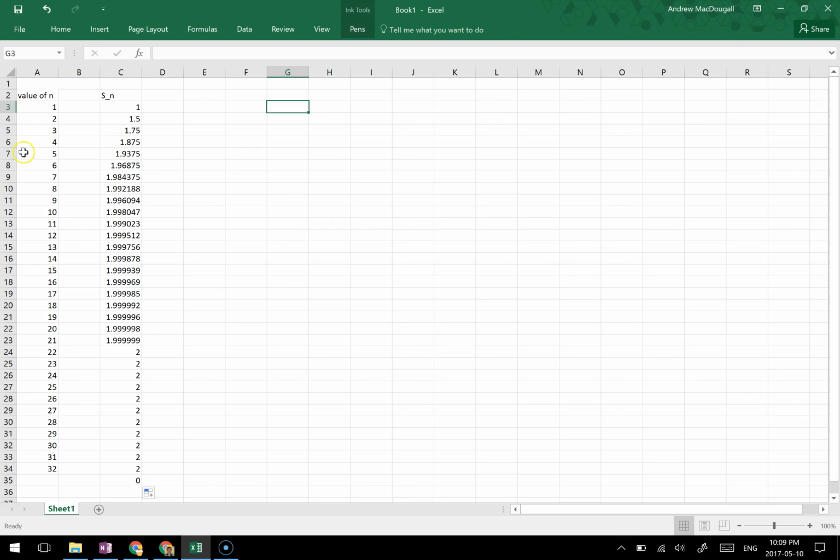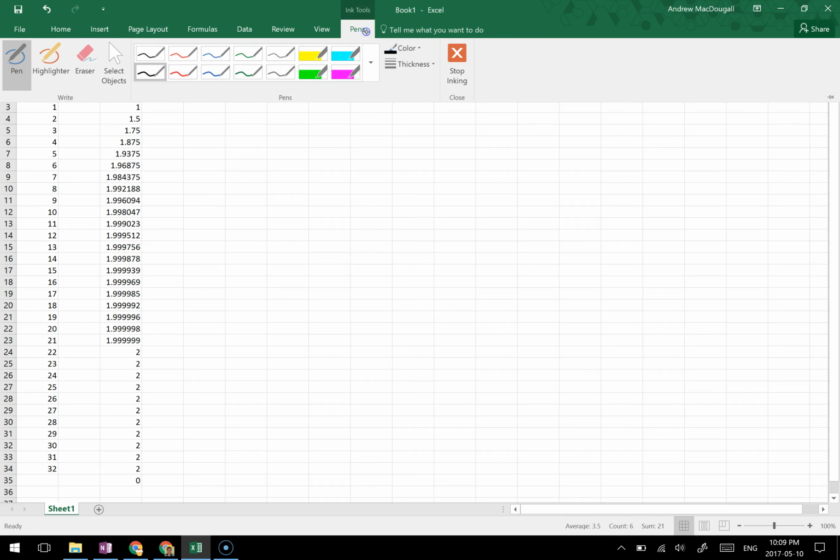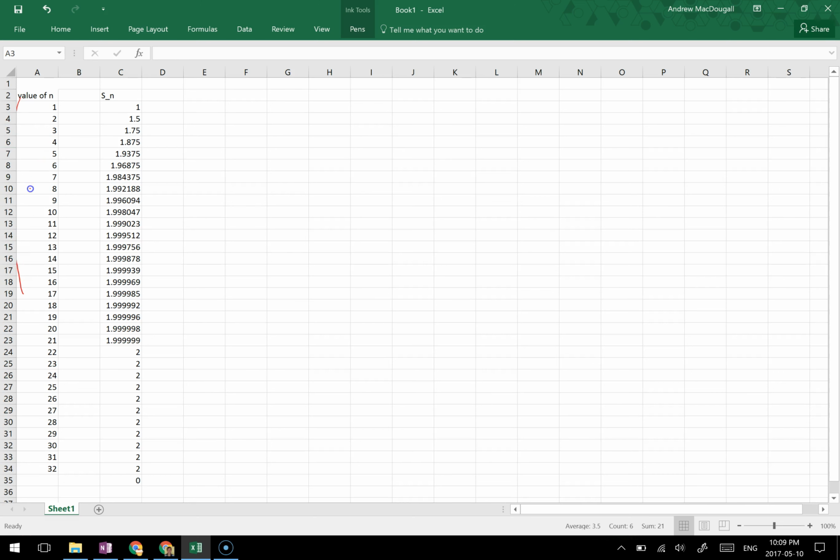And you can see in this column, we have all the values of n. So n is 1, n is 2, n is 3, n is 4, etc. In column C, I have what Sn is for that value of n for our particular sequence. So, the first is 1. If you just add the first term to itself, 1.5, 1.75, and we're interested, what happens as it gets really big?